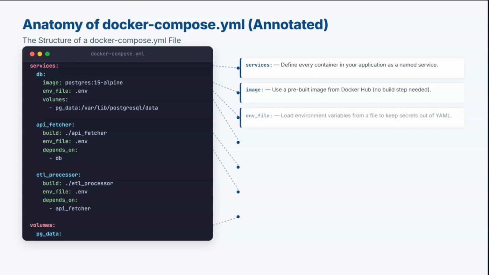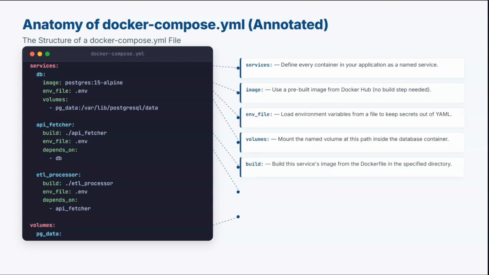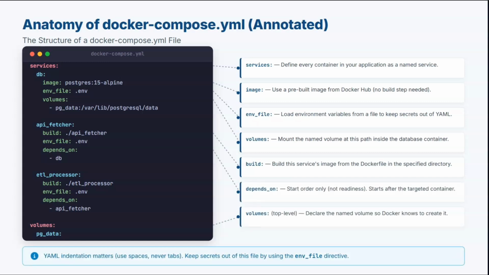Use the image key to pull a pre-built image from Docker Hub, or the build key to build from a local Dockerfile. Ports maps container ports to your host, and volumes mounts named volumes or bind mounts for persistent data. The env_file key loads environment variables from a .env file, keeping passwords and API keys completely out of your YAML. The networks key places this service on a named custom bridge network, so the API fetcher can reach the database by service name, not by IP address.